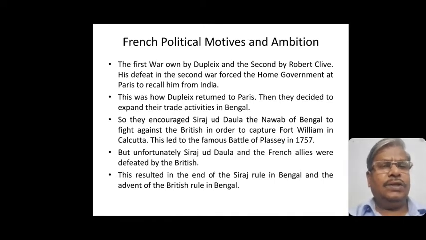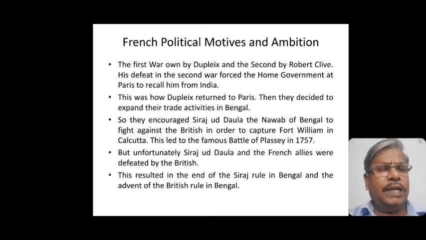Then they decided to expand their trade activities in Bengal because the then Bengal included the present West Bengal, Bangladesh, Bihar, Orissa, and some parts of Chhattisgarh. This was very fertile land. So they encouraged Siraj-ud-Dowla, who was the Nawab of Bengal, to fight against the British in order to capture Fort William in Calcutta. This led to the famous Battle of Plassey in 1757.